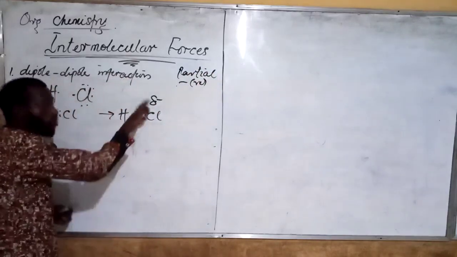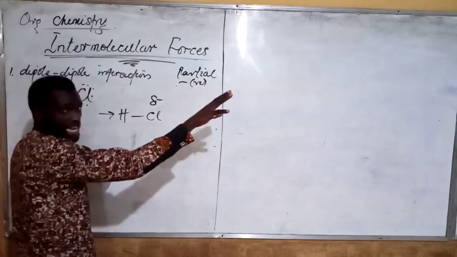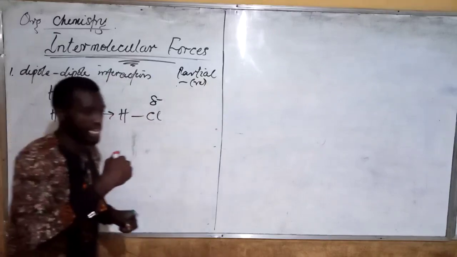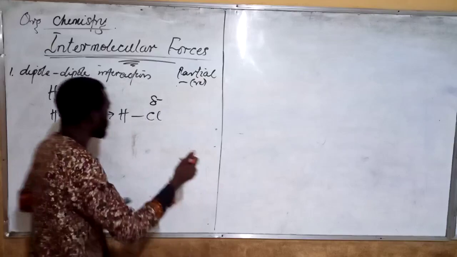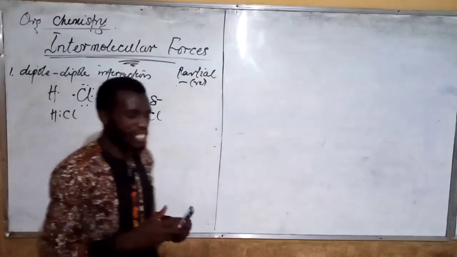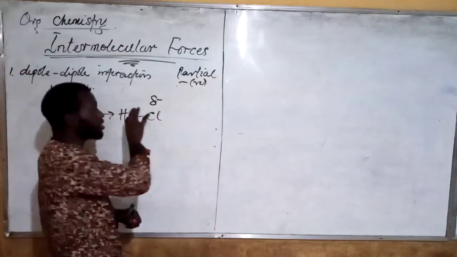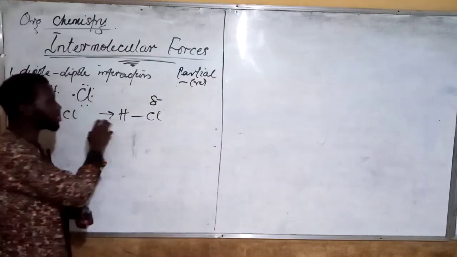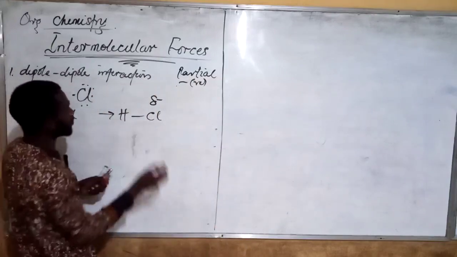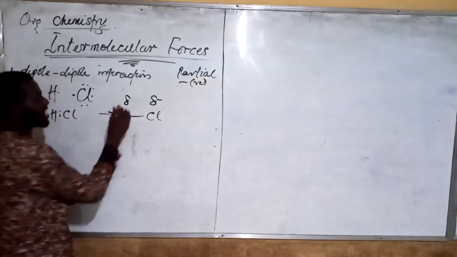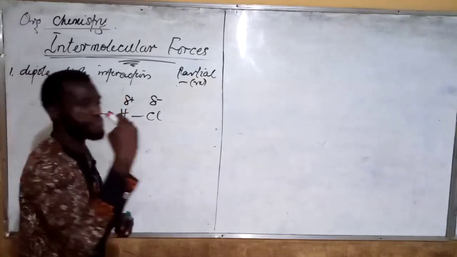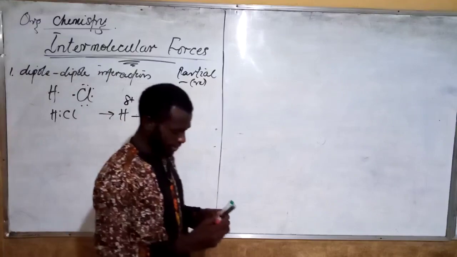Now, because chlorine looks like it has gained the electron, hydrogen looks like it has lost the electron, but it has not lost it. It only has a weaker pull for the electron. So the electrons are spending more time with chlorine while they don't stay with hydrogen. So because of that, hydrogen is going to have a partial positive charge.